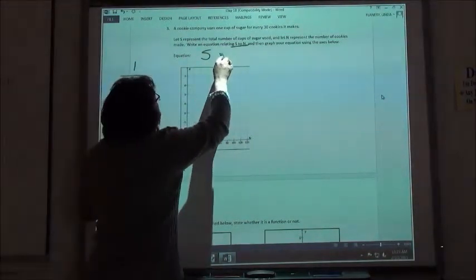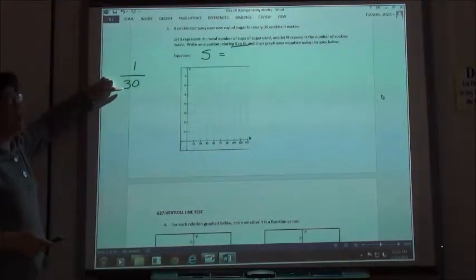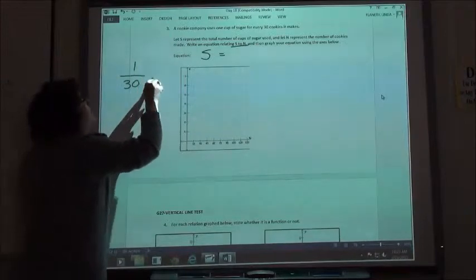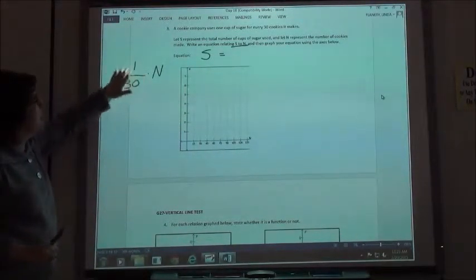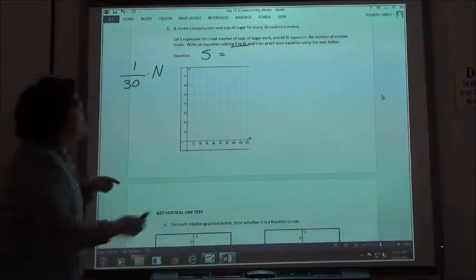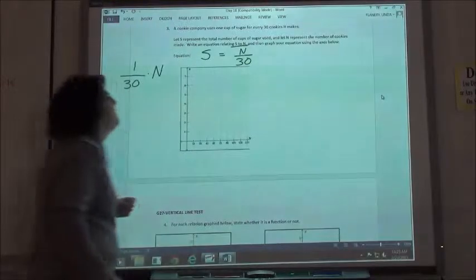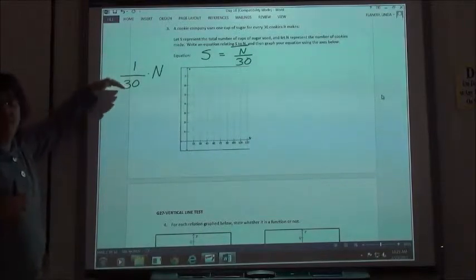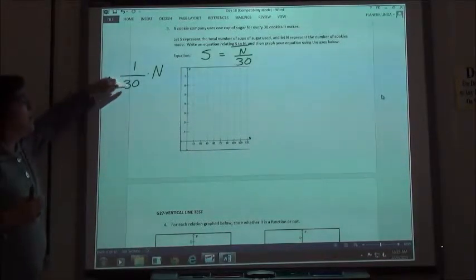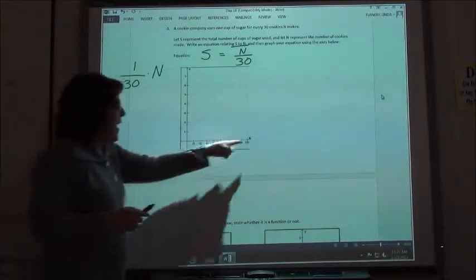Well, here's the key part. 1 cup of sugar for every 30 cookies, I'm going to make N cookies. If I multiply this together, I'm going to get 1N or N over 30. So when it uses a phrase like 1 for every, it tells me I'm going to end up dividing 1 out of every 30.